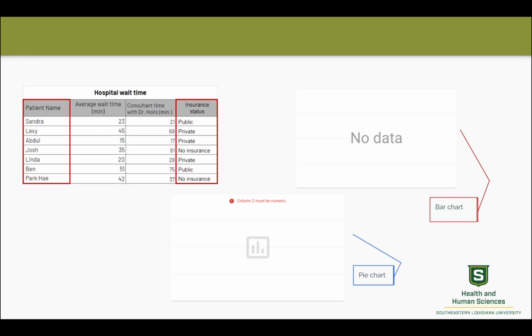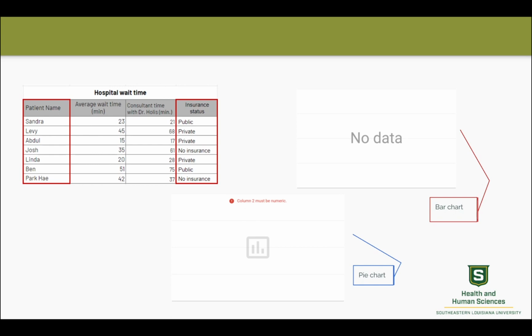Meanwhile, the pie chart tells us you are missing something. The pie chart is saying column 2 must be numeric. So this is to say that you are not able to create a bar chart or a pie chart when two of your variables have categorical values. One of your variables needs to have at least one numerical value. This is an illustration to show you how that works.